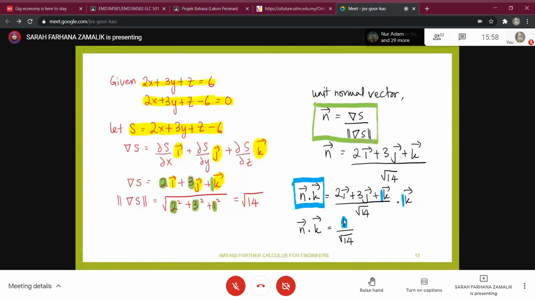That's how you do dot product. Bila buat dot product, memang awak dapat value bukan vector, okay? So 1 multiply with 1, you get 1. So divide by square root 14, sebab square root 14 tu ada kat situ. So yes, that is unit normal n dot with vector k. So kat sini kita dapat 1 divide by square root 14.